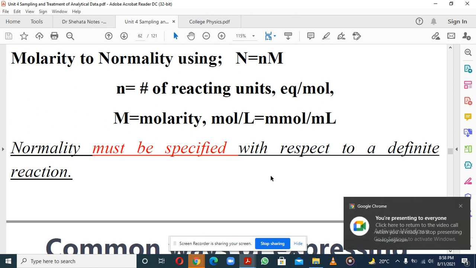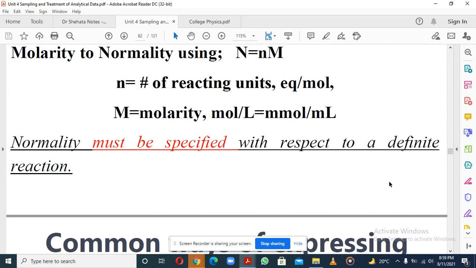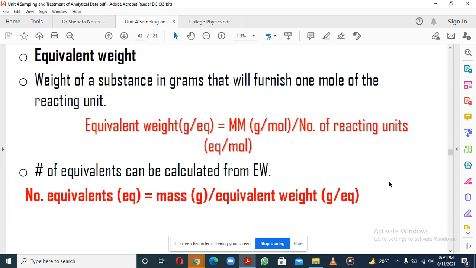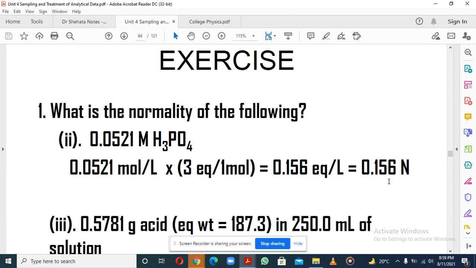Okay, so you can convert molarity to normality. And how you do this is normality equals the number of reacting units times the what? Times the molarity. So that's a very important equation that you use in those questions. So you see there, to convert, you multiply the molarity times the number of reacting units, of which there you can see that's phosphoric acid.